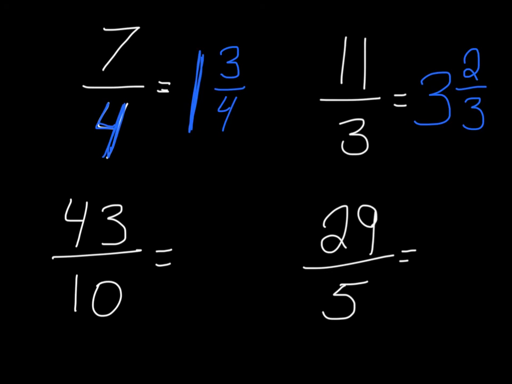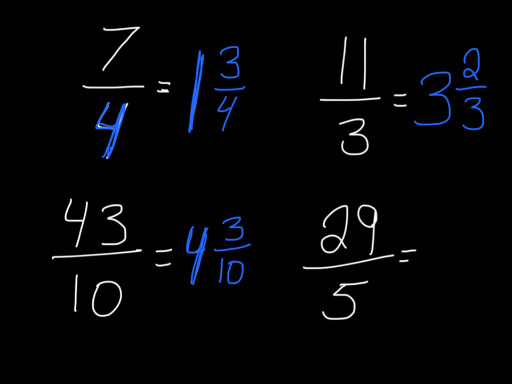So 43/10. I want to know how many groups of 10 I can take away from 43. I can take 4 whole groups of 10. 4 groups of 10 is 40. So if I take away 40 from 43, I'm left with 3 left over. So I have 4 3/10.